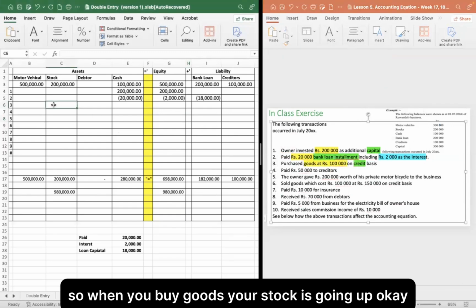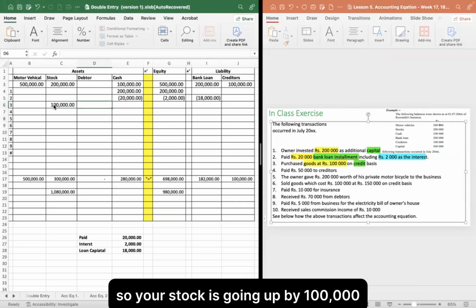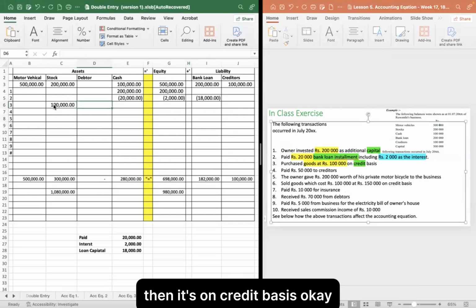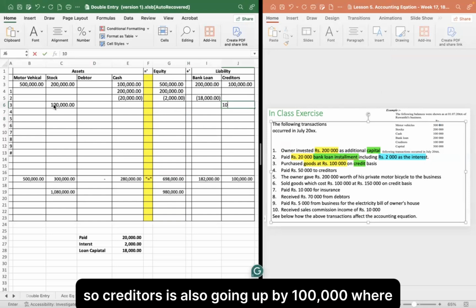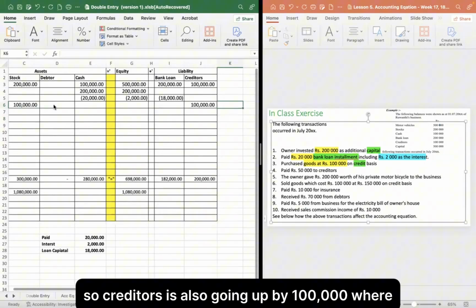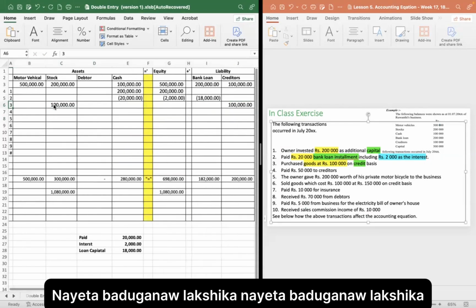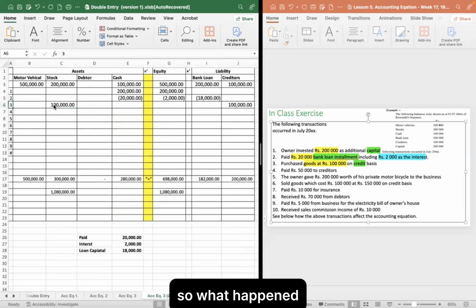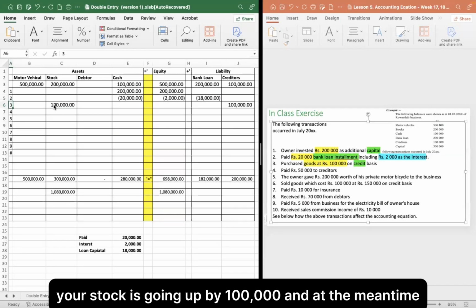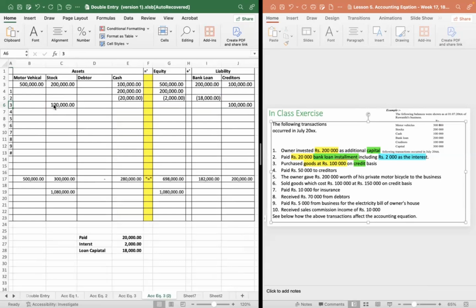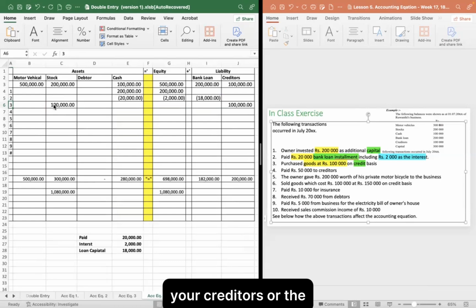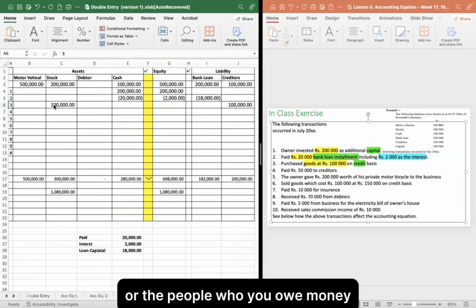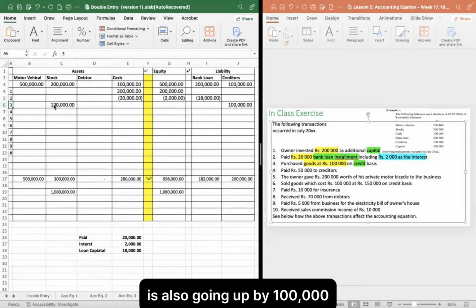So when you buy goods, your stock is going up by 100,000. Then it's on credit basis, so creditors is also going up by 100,000. So what happened? Your stock is going up by 100,000 and at the meantime, your creditors, or the people whom you owe money, is also going up by 100,000.